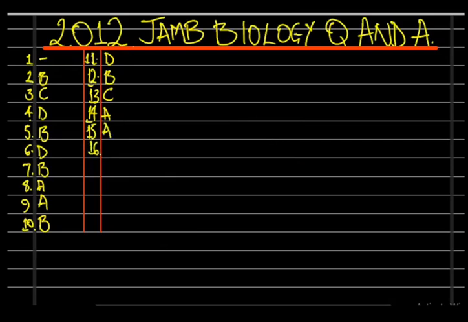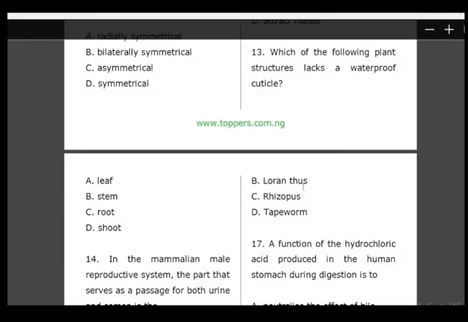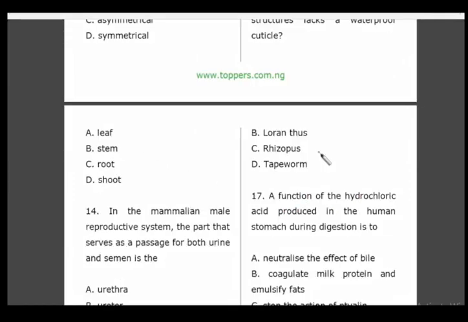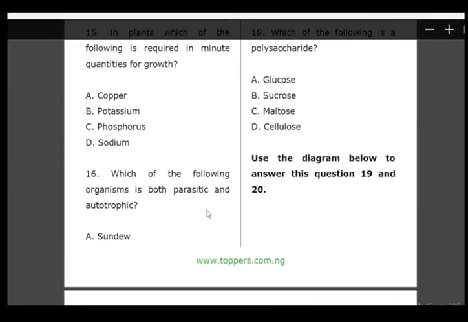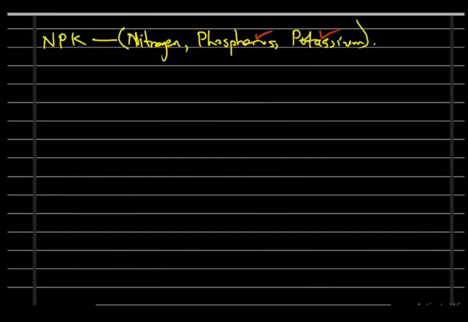So we'll move to question 16 now. Which of the following organisms is both parasitic and autotrophic? A. Sundew, B. Loranthus, C. Rhizopus, and D. Tapeworm. Now, if we look at this, when the question is talking about parasitic and autotrophic, let us quickly see what those two mean. What do we mean by parasitic?